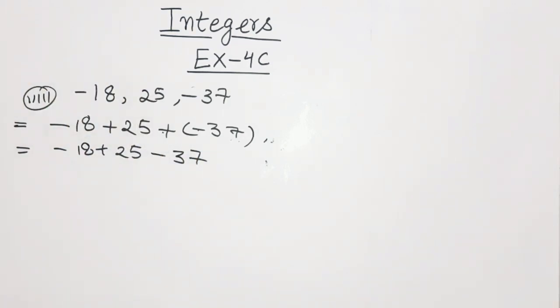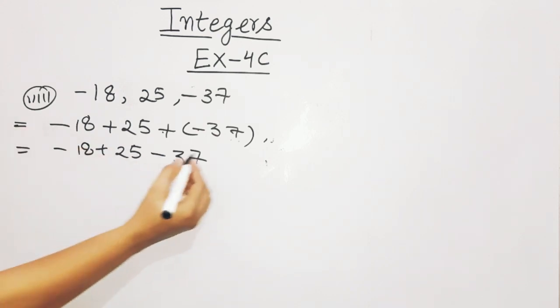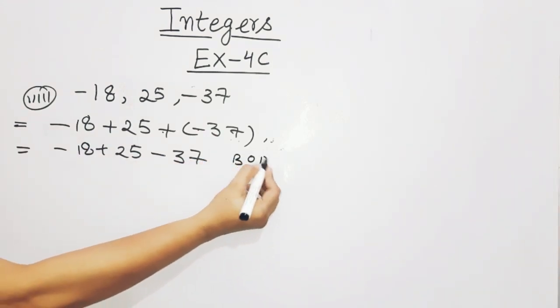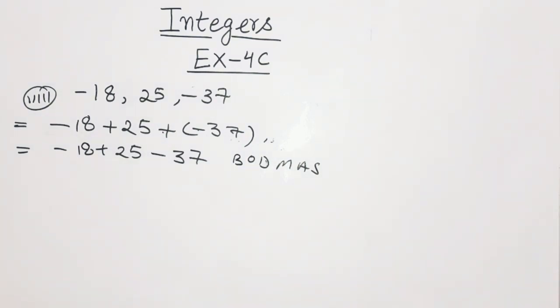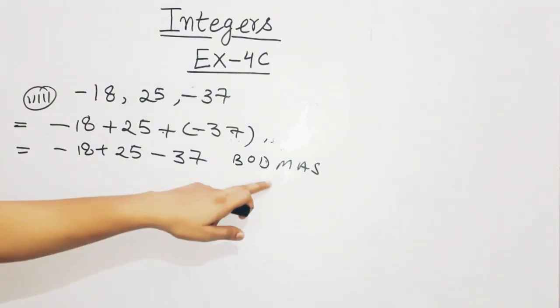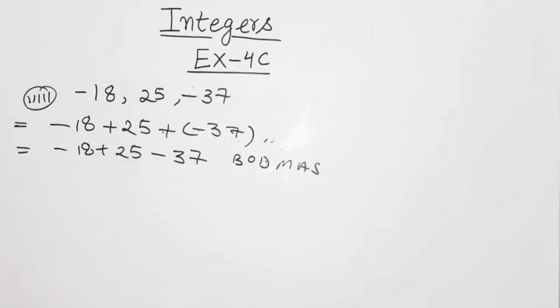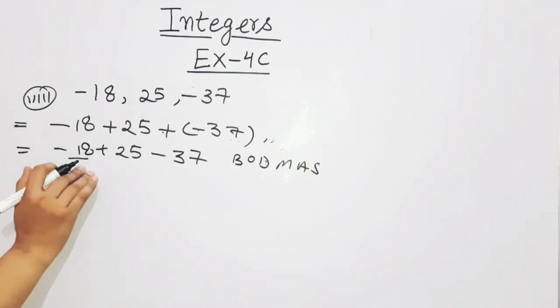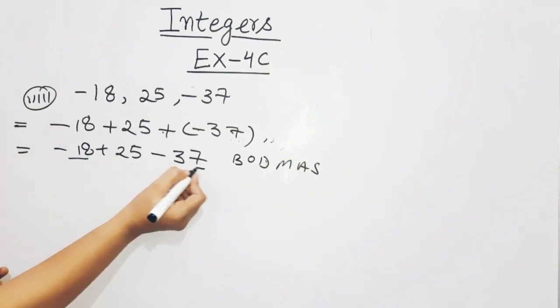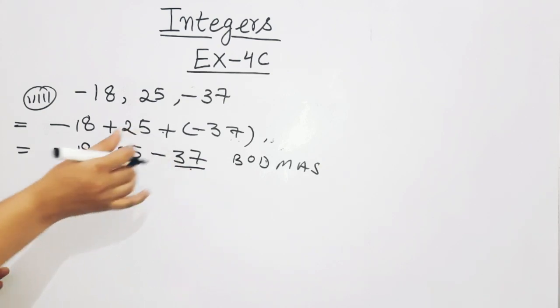Now how will you proceed? You have to follow the BODMAS rule. As per the BODMAS rule, firstly you have to add and then you have to subtract, because there is no multiplication and division, only addition and subtraction is given here. The first thing you need to keep in mind is to begin from one side only. If you are starting from this side, continue from this side.